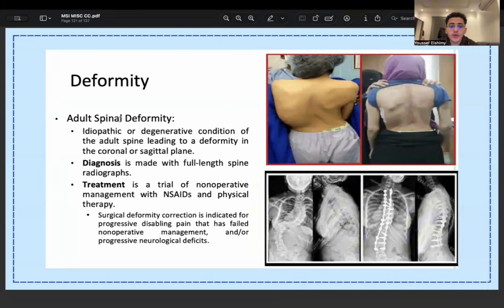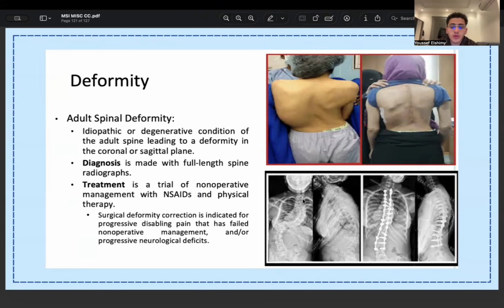We also have spinal deformities, things like scoliosis. It's an idiopathic or degenerative condition that leads to deformity that affects the coronal as well as the sagittal plane of the spine. As you can see on the coronal image, you can see how the spine is affected, and also on the sagittal plane you can see how there's bending of the spine, which indicates kyphosis. So how can we diagnose?